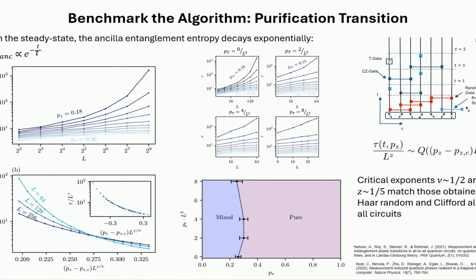In the literature, this has been studied, and for the Haar-random case and the Clifford all-to-all circuits, the exponents are expected to be the same. So this gives us a way to check our simulator. Over here, what we've done is we've added T-gates in these four charts, and basically you see that the critical exponents are the same, and also the critical measurement probability is the same.